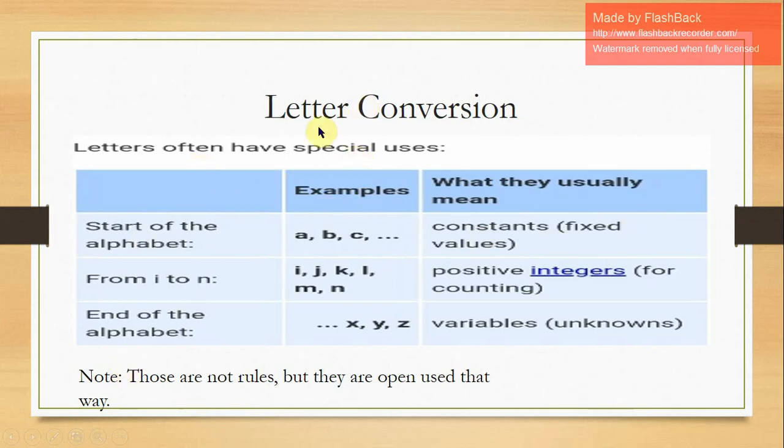Because, kagaya nga ng sinabi ko, mathematics language uses English language also. From i to n, i, j, k, l, m, n represent positive integers for counting. The end of the alphabet, x, y, z, are variables. So, take note of this. Those are not rules, but they are often used that way. So, hindi yan rules, but yun yung nakasanayan natin gamitin.